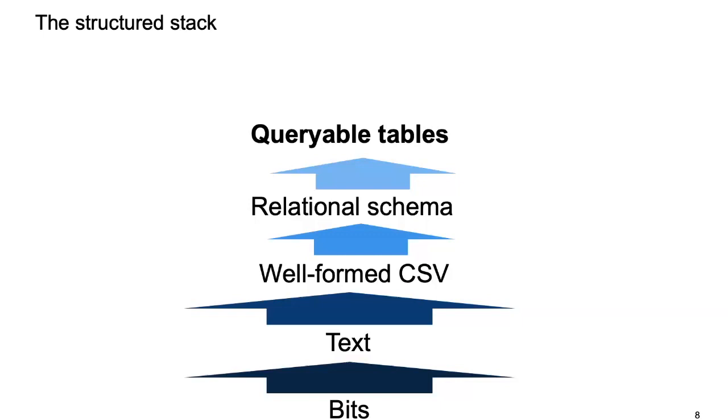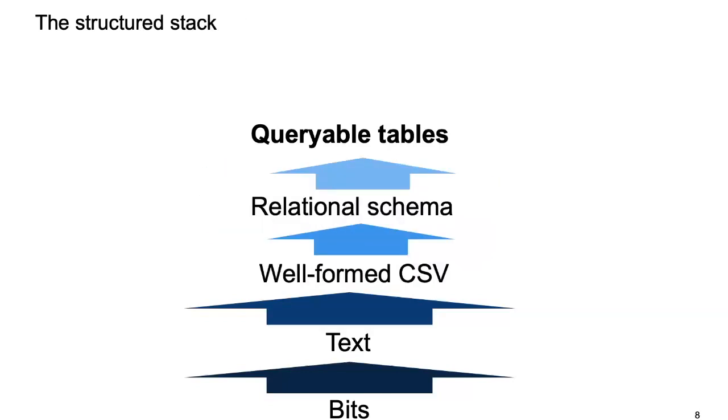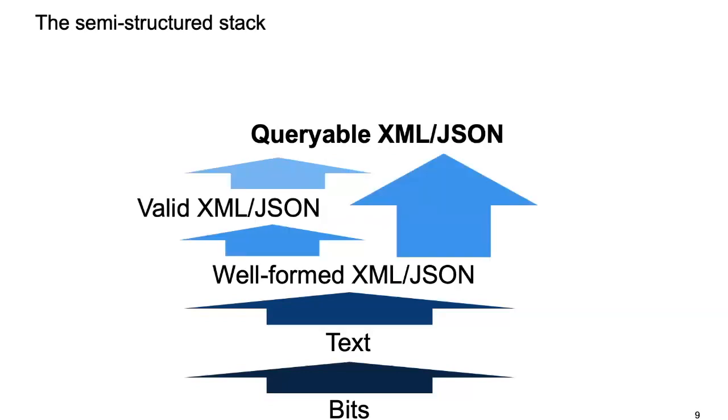So if I look at the structured stack, right? If you have tables, then you have, of course, in HDFS, you would have bits that are text, that are actually CSV, that is well-formed. CSV, you can see as a relational schema, and you can query them with SQL. If you want to go now to XML and JSON, so to break the rules, then something changes a little bit.